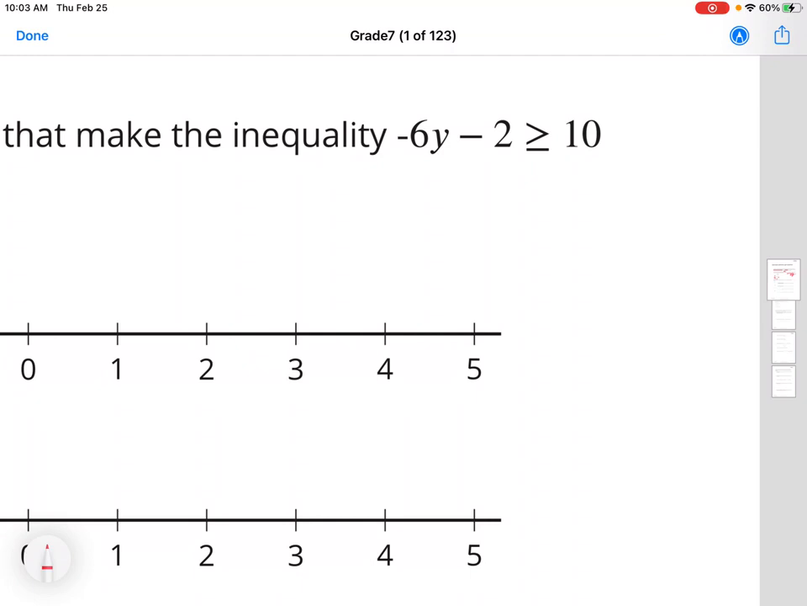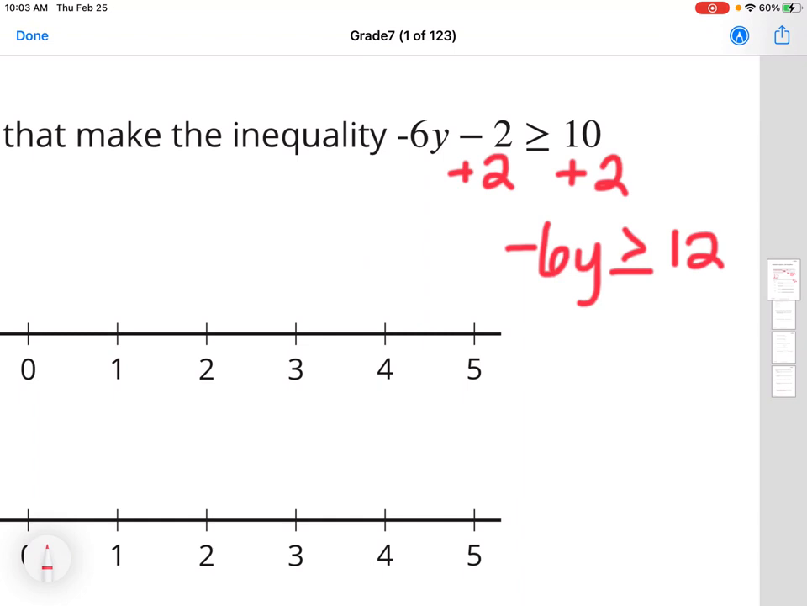So my steps are the same for solving it, just like we've been doing with equations. So I want to use the inverse operations. I'm going to add 2 to both sides. So that gives me negative 6y is greater than or equal to 10 plus 2, which is 12. And now I need to use the inverse of multiplication, which would be division. So I need to divide both sides by negative 6.